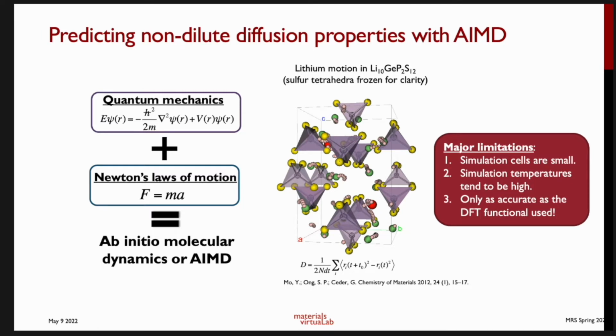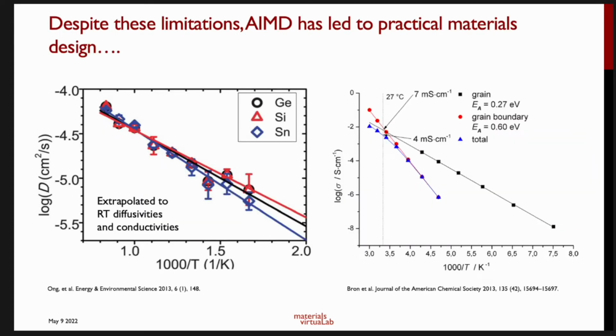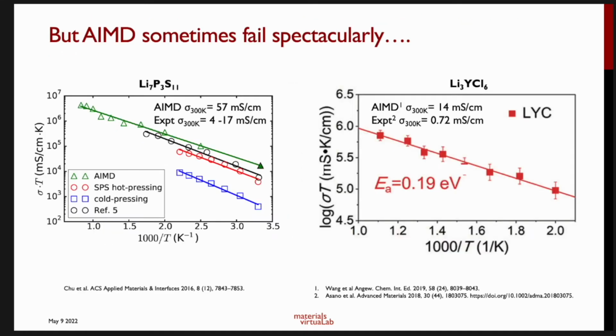And we all know that PBE has a lot of errors in the prediction of certain properties, right? Nevertheless, AIMD, of course, has led to practical materials design. This was a follow-on work from the LGPS work, where we tried substituting different cations into LGPS to figure out whether we can get a cheaper superionic conductor by changing the germanium for something like silicon and tin. And in fact, we found that we can, and this work was subsequently verified, right?